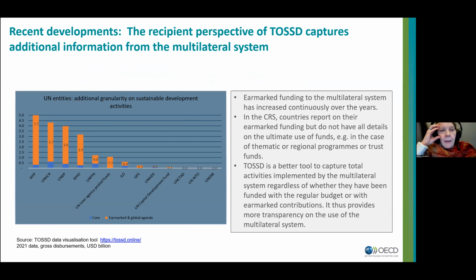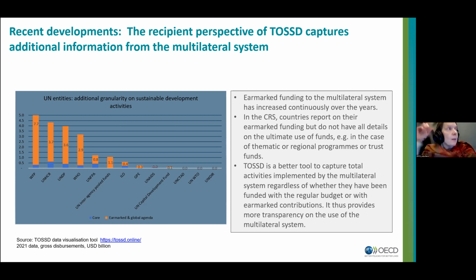And then there are two slides about how TOSSD will be able to capture a more accurate picture of financing that is channeled through the multilateral system. So this is about the UN entities, showing how the core funding that is captured, if you like, in the CRS system, and the non-core funding that needs to also be reported by the multilaterals into TOSSD, how in the case of some organizations, it is actually a big difference.